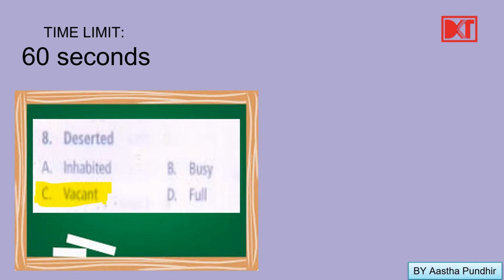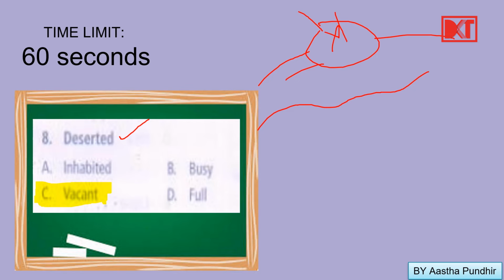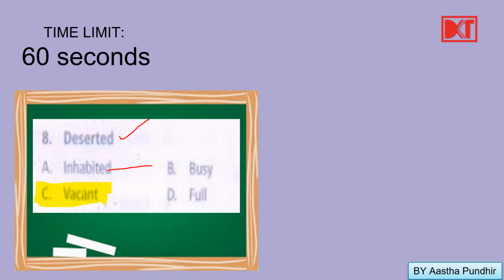Like we talk about a deserted island, this means there is an island, all water, and there is no one really living on that island. So it could be called a deserted island, a vacant island. There's nobody. The other ones, inhabited, busy, full, are synonyms of each other. They refer to places where there are people, busy, full, that is completely, complete.